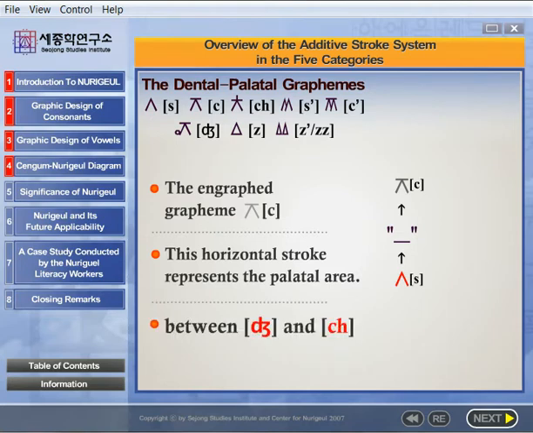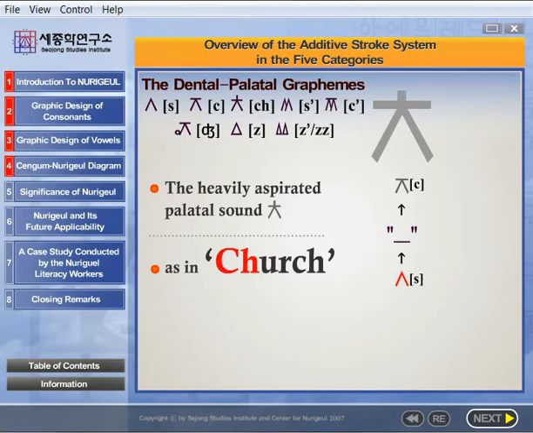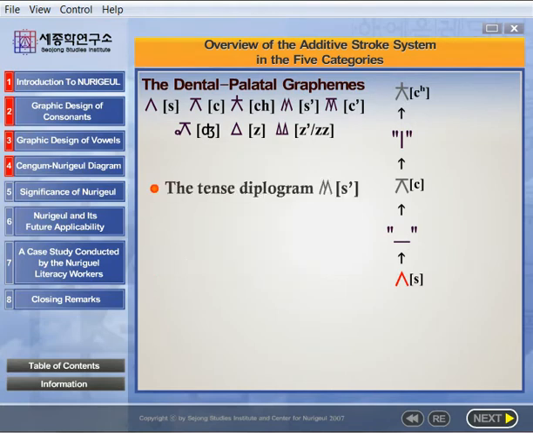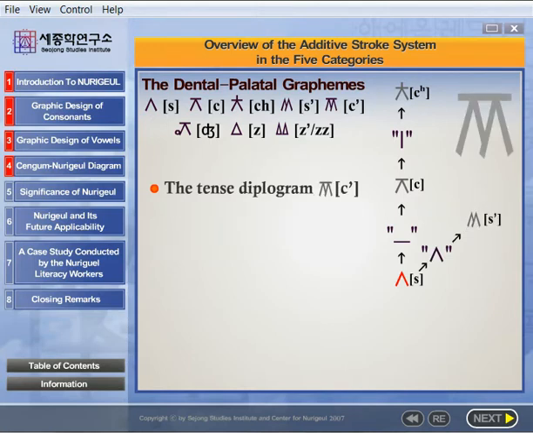This sound is between J and Ch. It is a typically pronounced affricate. The heavily aspirated palatal sound, Ch, as in church, is formed by engrafting an extra vertical stroke on top of the grapheme J. The tense diplogram, S, as in seed, is formed by the same letter S written side by side. The tense diplogram J is formed by the same letter J written side by side.